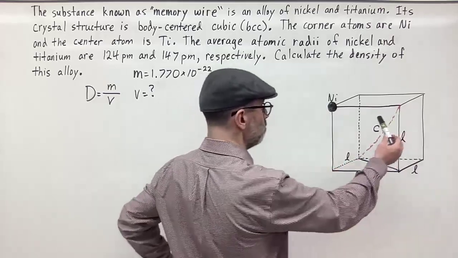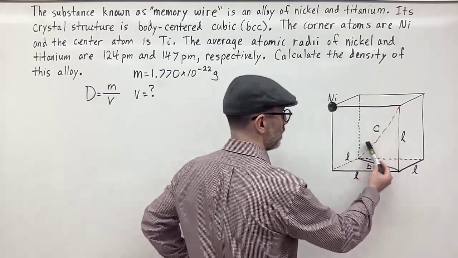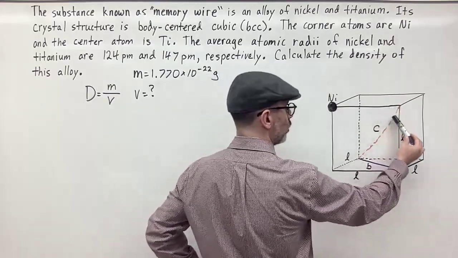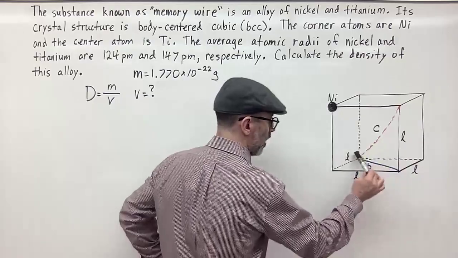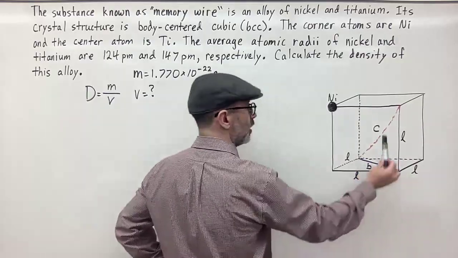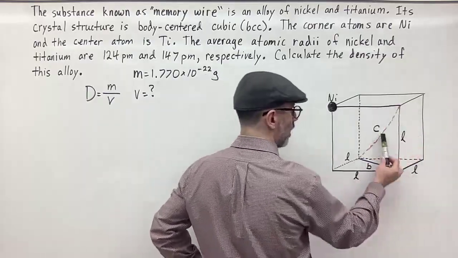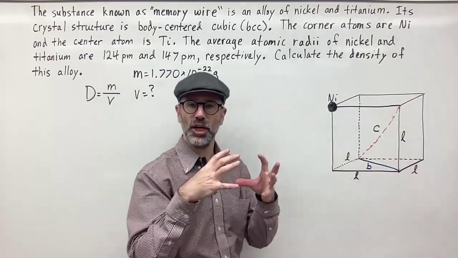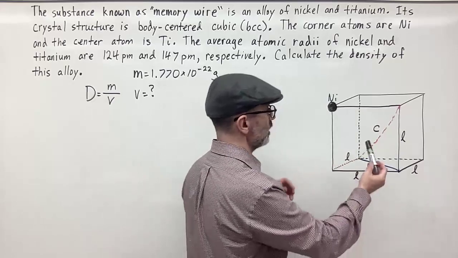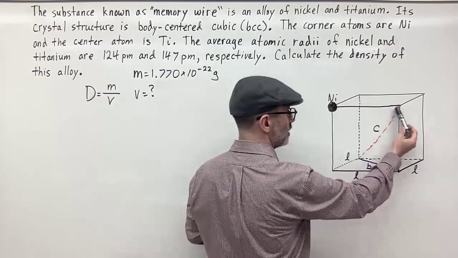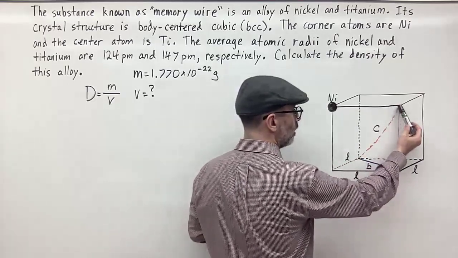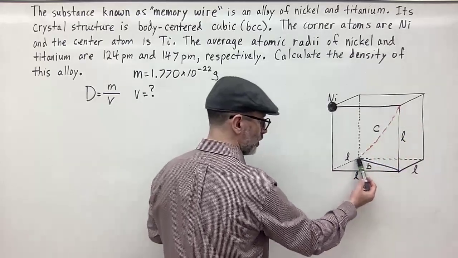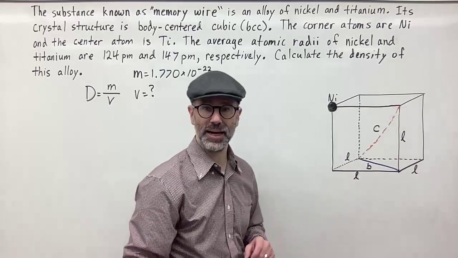So you have the titanium in the middle, and then you have an atom of nickel at each of the corners. So you have one at this corner, and you have one at this corner here, and then you've got the titanium in the center, and that is where they are touching. So you can see this orange line goes from this top corner in the front all the way down to this bottom corner in the back.